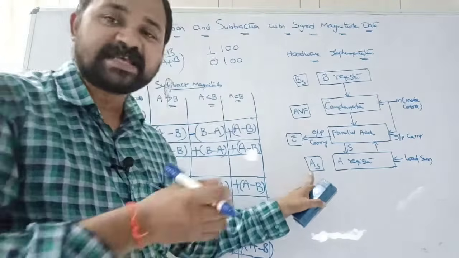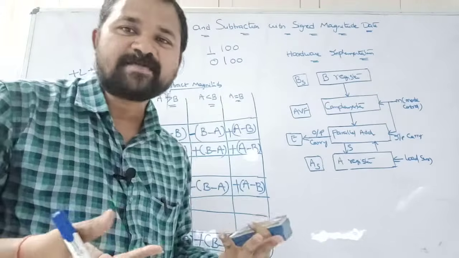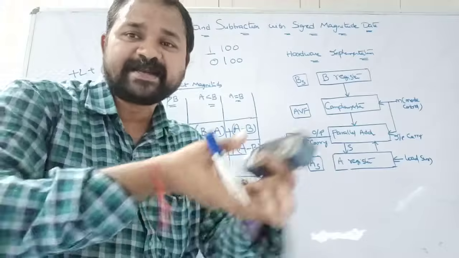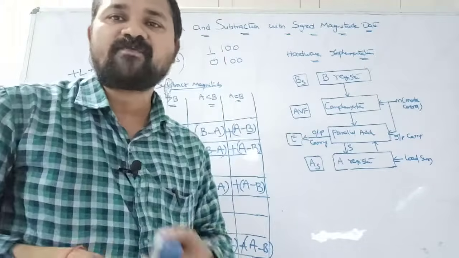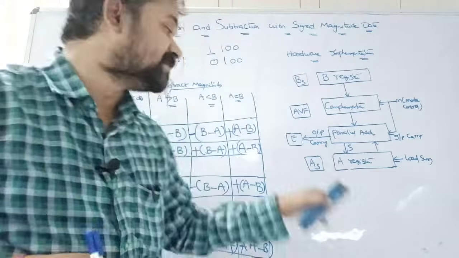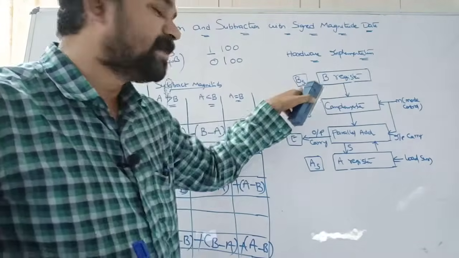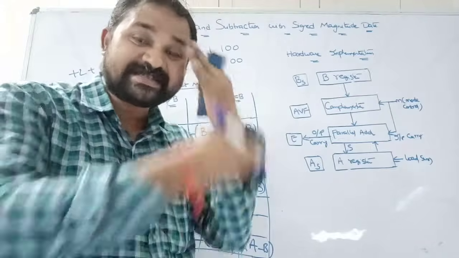Here AS is nothing but a flip-flop which can store the sign bit. We know that sign magnitude representation means the first bit is the sign bit. It may be either 0 or 1. So 0 means positive number, 1 means negative number. That sign bit will be stored in AS. The second number is available in the B register. BS stores the sign of the second number.